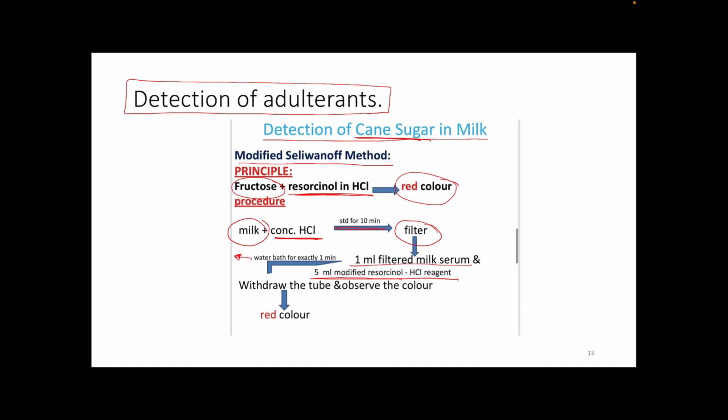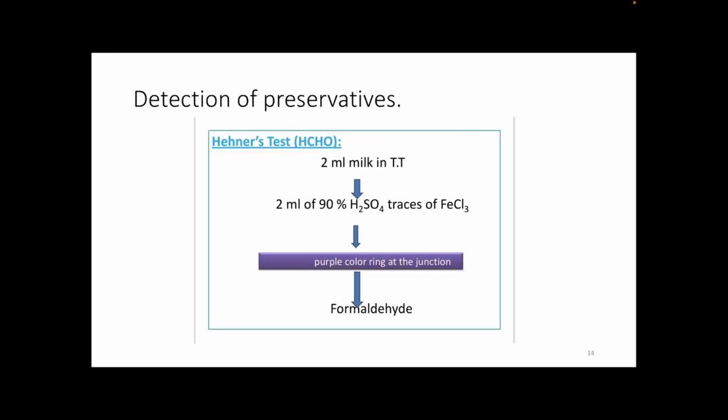bath for 1 minute. The tube develops a red color if it is adulterated with cane sugar, due to the presence of fructose. Natural milk does not contain fructose, so if it gives a red color, it means it is adulterated. Natural milk should not produce a red color with this reaction.